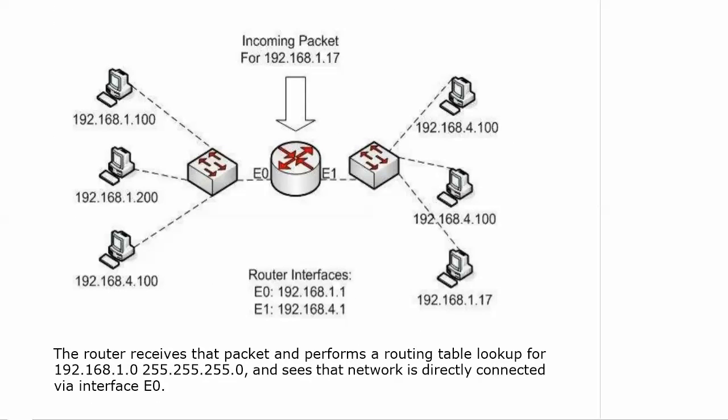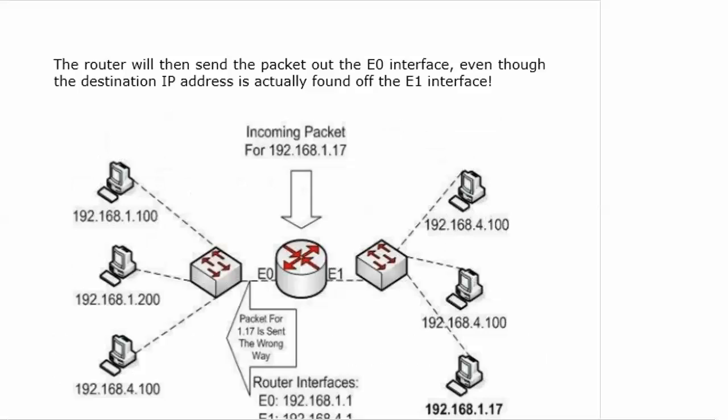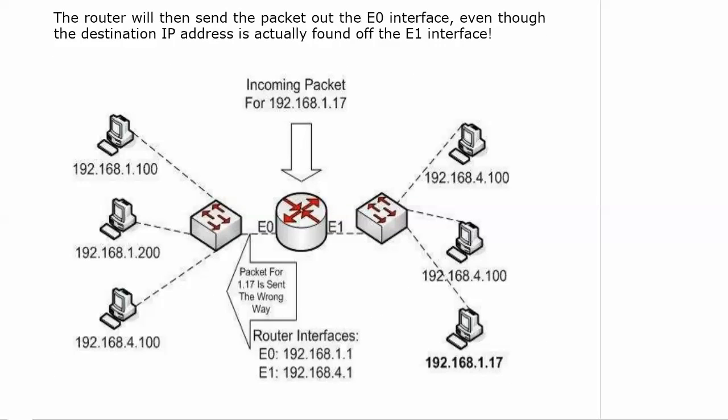Packet comes in for 192.168.1.17. The router receives that packet, and it's going to do a routing table lookup for 192.168.1.0/24. It sees that network is directly connected via Ethernet 0. So what's it going to do? It's going to send those packets out Ethernet 0, even though that's not where this particular host is, because it's over here. So you can see that the packet for 1.17 with this situation would be sent out the wrong interface, and then you've just got a real mess.